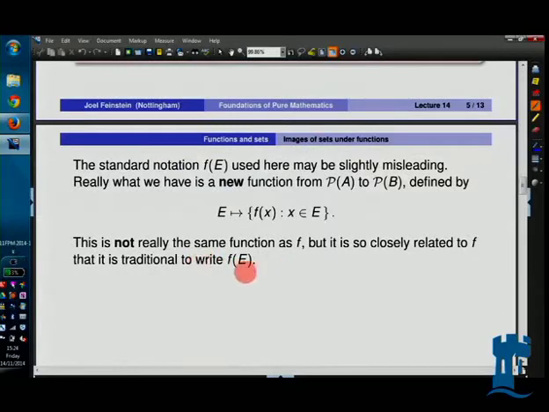But almost everybody still writes it f of E. If you did want to distinguish it, you can write f with square brackets, f[E]. I've seen people do that, just to remind yourself that it's not exactly the same as the old function. This is a new thing we're doing: we're taking a set and applying a function to every element of it to get a new set.